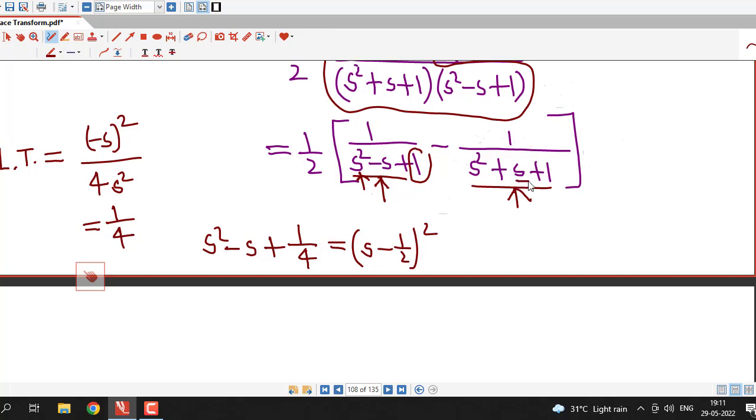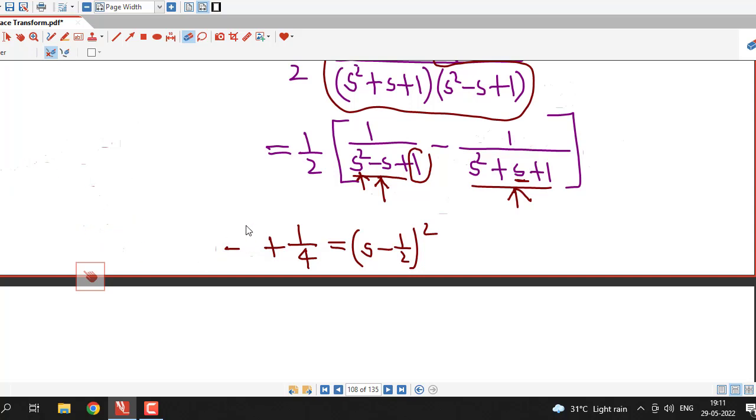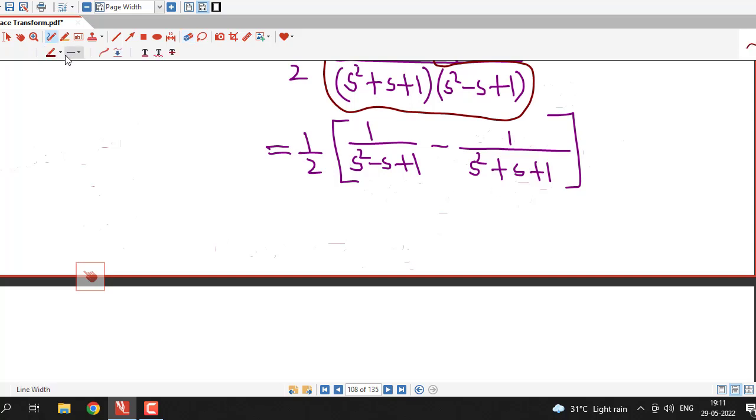Here also the last term must be 1 by 4. If we go in this way, instead of minus s, here the middle term is s. So we will have 1 by 4 as the last term, so that we can adjust. We add 1 by 4 and we subtract 1 by 4, and we try to rewrite this function in another form so that we can have the formula for the inverse Laplace transform.